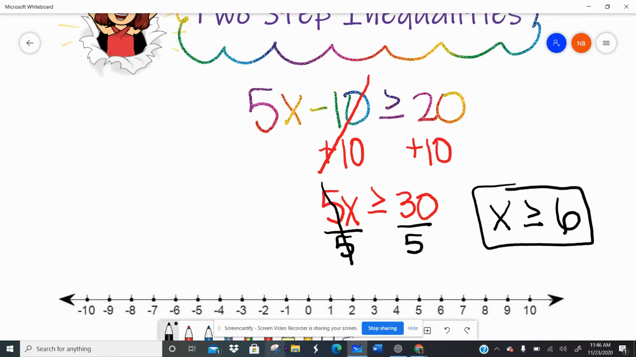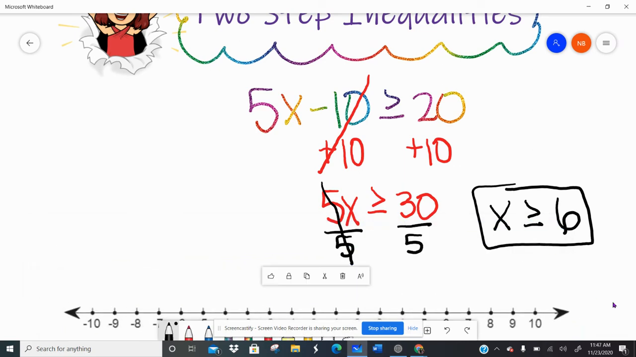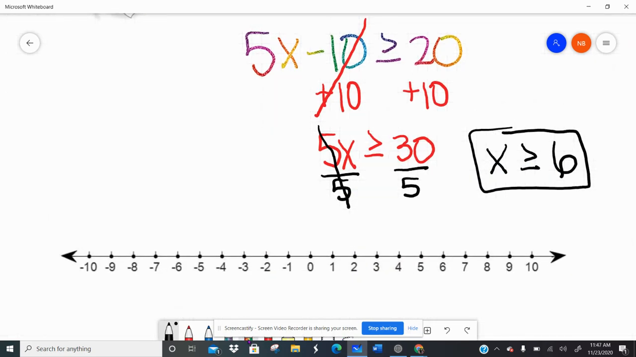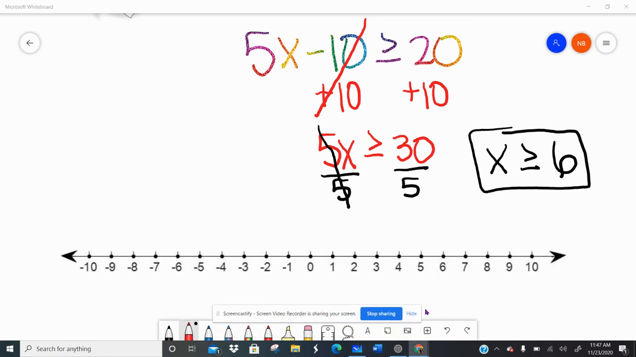There's my inequality. But now I have to graph it because that's the whole point, right? To graph the solution set. So I look and I have x is greater than or equal to 6. So I'm going to start at 6. It has a line or equal to, so I close the circle. And if x is greater than, then I take my line to the right. Greater than to the right, less than to the left.